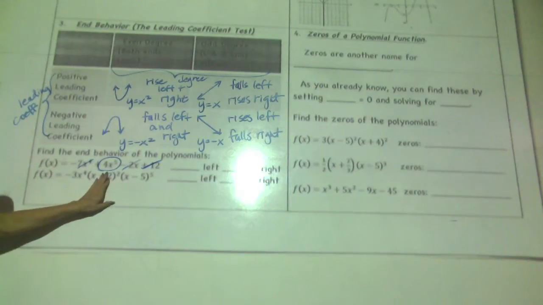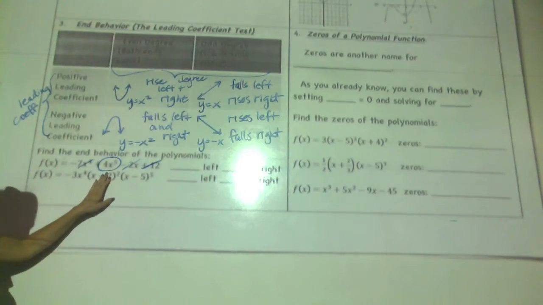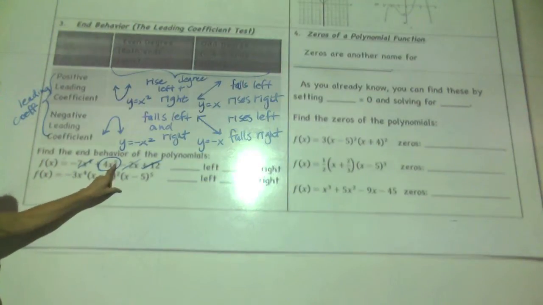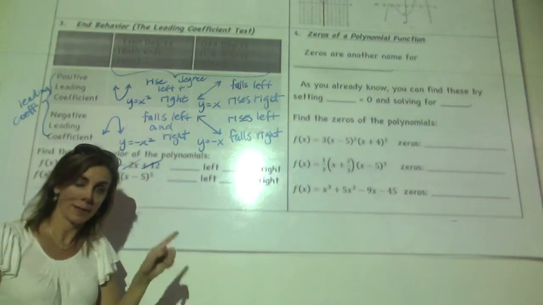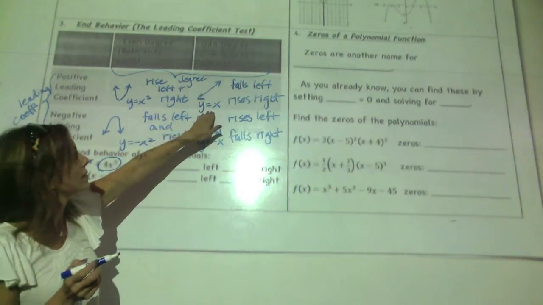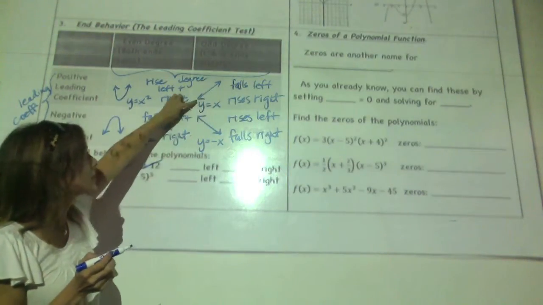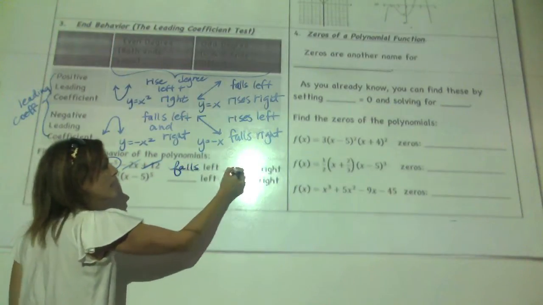So I want to think about, is my leading coefficient positive or negative? And is my degree even or odd? We have something odd, which means we have one of each thing going on, right? Little dancing thing. And we have a positive leading coefficient. So that means it's going to behave like this. Okay? Positive leading coefficient, odd degree. So what's it doing on the left? It's falling left and rising right.